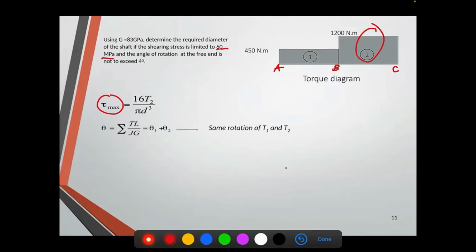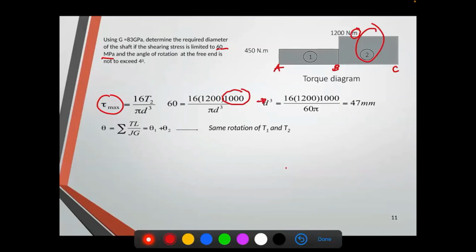So, the substitution. Again, do not forget to convert. We have 16 times 1.2 kilonewton-meter. Remember, meter, so we convert it into mm. Thus, we have here an additional 1,000. So we convert the 1.2 kilonewton-meter into newton-millimeter. Your final answer here will be in terms of mm.